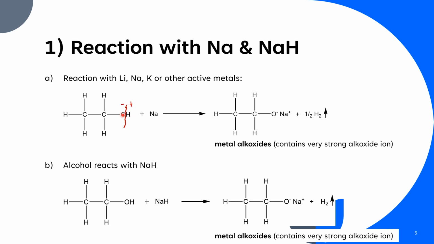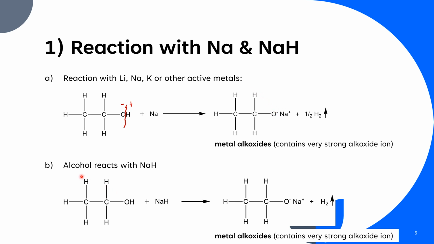So this O minus akan bonded ataupun attract this sodium, to become O minus and Na plus. This hydrogen satu seketul ini dia akan keluar sebagai hydrogen gas. So satu sahaja yang keluar, so you have to put half di hadapan. This anak panah menunjukkan bahawa hydrogen gas release from this reaction. So produk kita adalah hydrogen gas dan juga this metal alkoxide, di mana dalam this metal alkoxide kita ada a very strong alkoxide ion di sini.